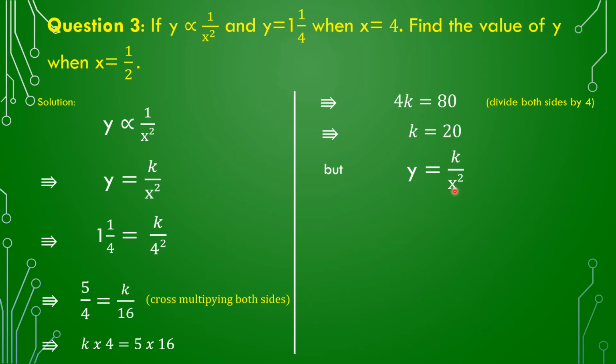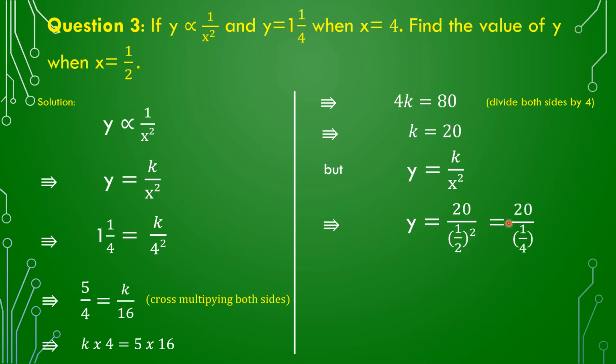But we know that y is equal to k divided by the square of x, and we are asked to find y. Very simple. We know the value of k. We also know the value of x as half. All you need to do is just to insert the values. So going further, we have that y is equal to 20 divided by the square of x, which is half in this case. So we have half squared.